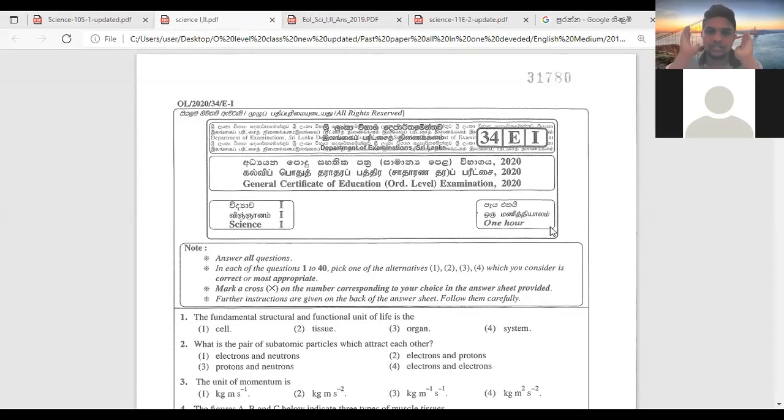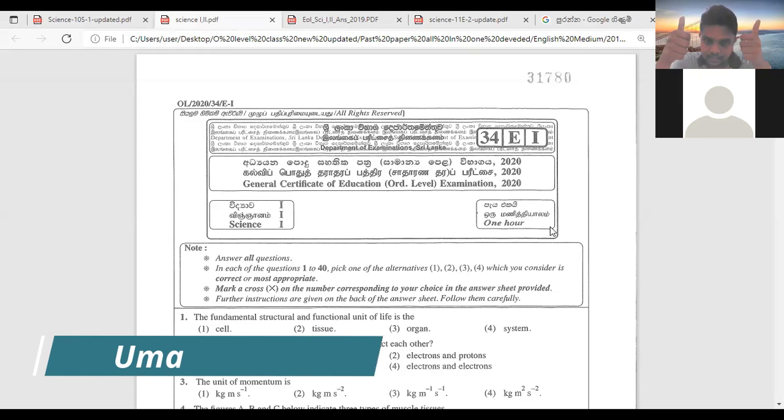Understand the structure of the paper first. Can you see my screen well? Are there any issues with you? Okay, yeah. Okay, Daru.